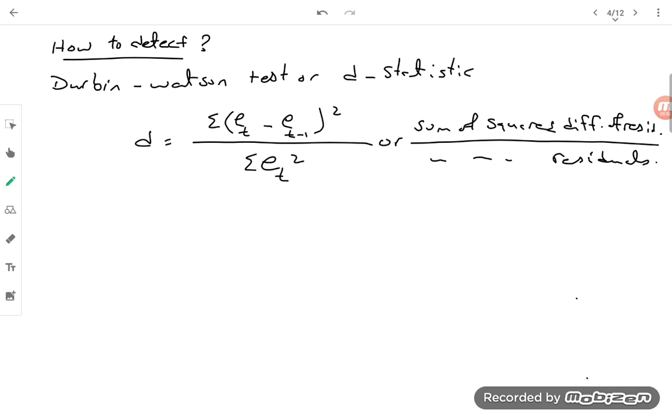If the residuals are autocorrelated, they will be following an autoregressive scheme, which means that error at time t will be a function of error at time t minus 1, or we can write the equation as ut equals rho ut minus 1 plus epsilon t.